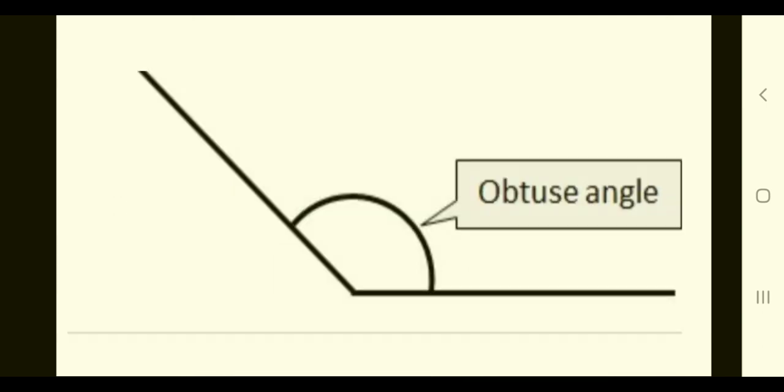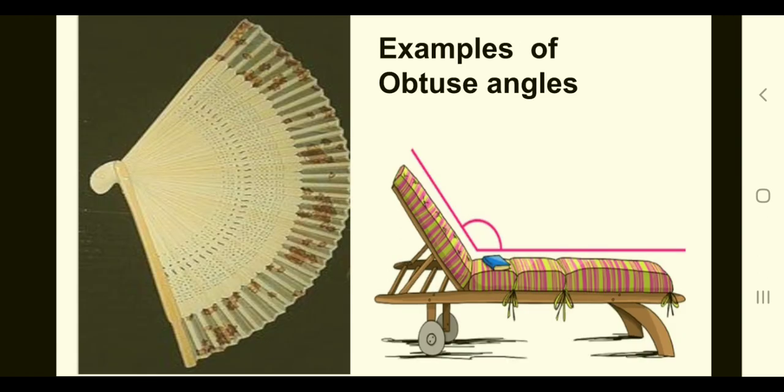Now let's see what is an obtuse angle. An angle which is greater than a right angle is an obtuse angle. Here are two examples showing obtuse angles.